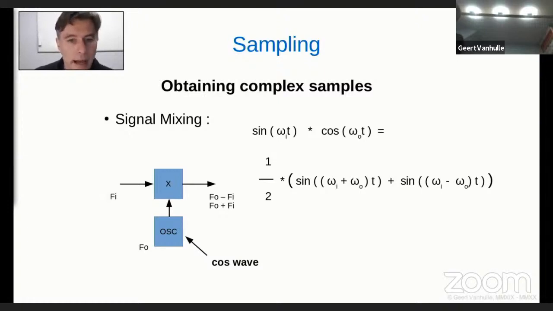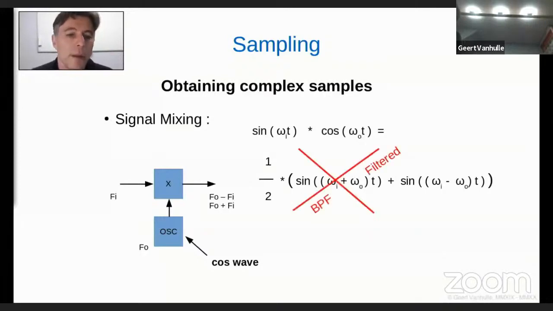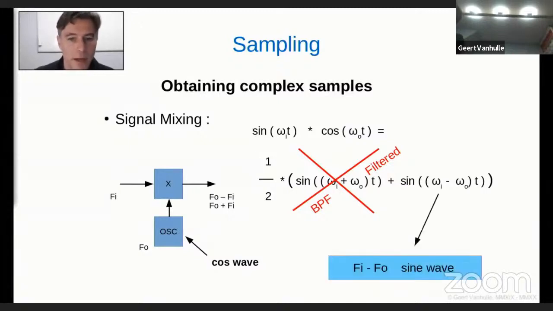Now here again, adding the low-pass filter mathematically is the same as deleting the summation function here of the two rotating angles. So this part of the formula will disappear, and we are left with the input frequency minus the output frequency, but now we get the sine wave.